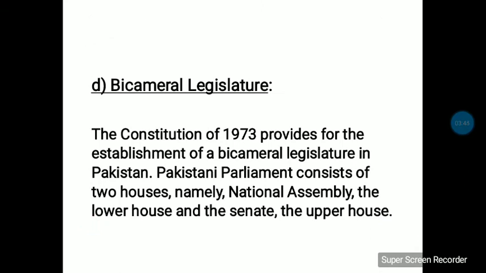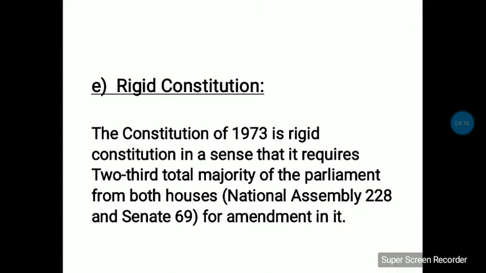Next is the bicameral legislature. The Constitution of 1973 provides for the establishment of a bicameral legislature in Pakistan. What's bicameral? Bicameral means there are 2 houses in your parliament. The Pakistani parliament consists of 2 houses: the National Assembly, the lower house, and the Senate, the upper house.